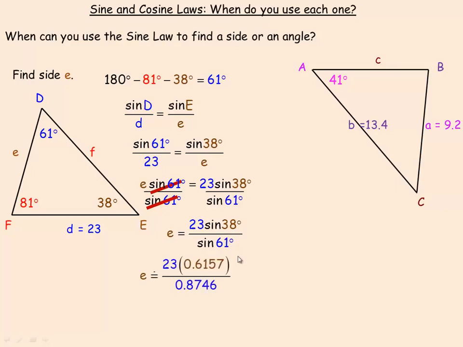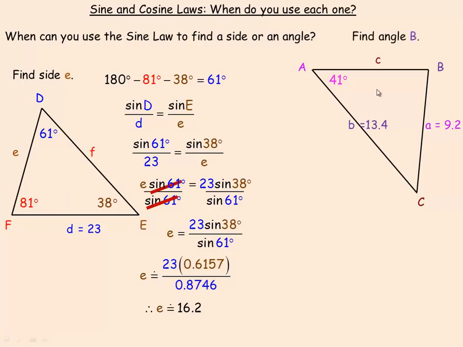And so here's the intermediate step. You might not need to write this and be able to do it right in your calculator, but the sine of 38 is about 0.6157, and the sine of 61 is about 0.8746. So we multiply these, divide by this decimal, and side E works out to be about 16.2.